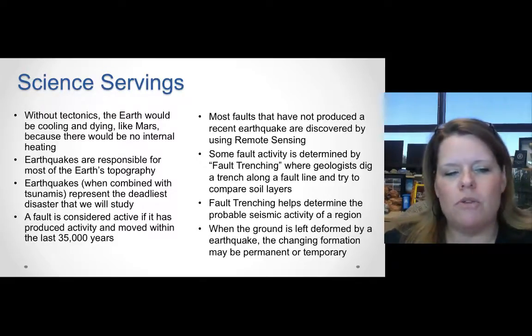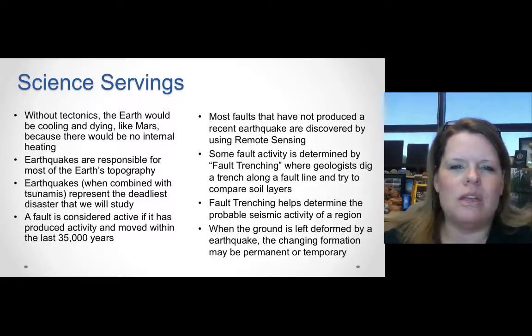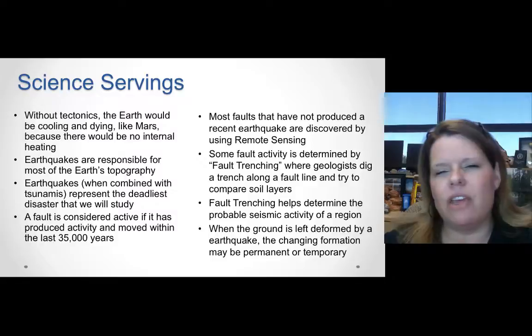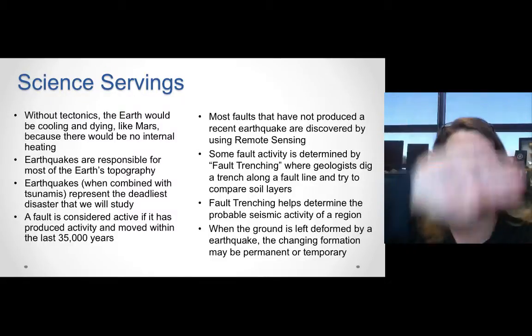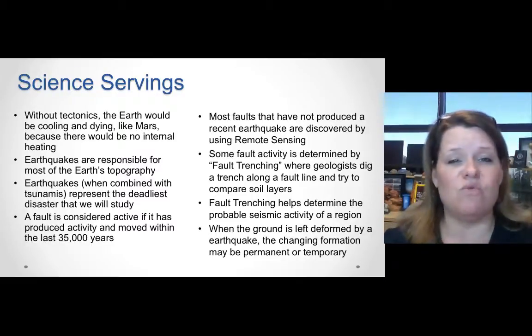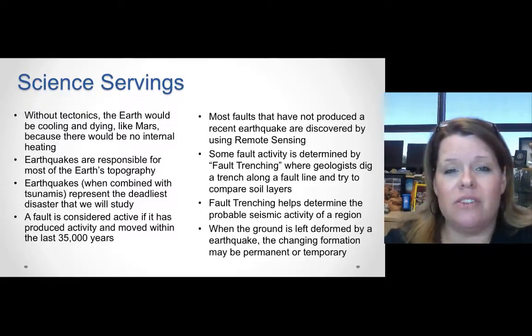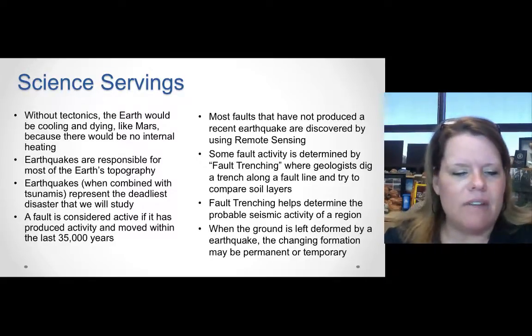Earthquakes are responsible for most of the Earth's topography, and especially some of our really dramatic landscapes. I can think about the coastline of Maui, for example, with very dramatic straight up and down cliffs. Well, that happened from faults where big sections of Maui just slid right off, and it matches some of the other surrounding islands like Lanai and Molokai. A fault is considered active if it has produced activity and movement within the last 35,000 years.